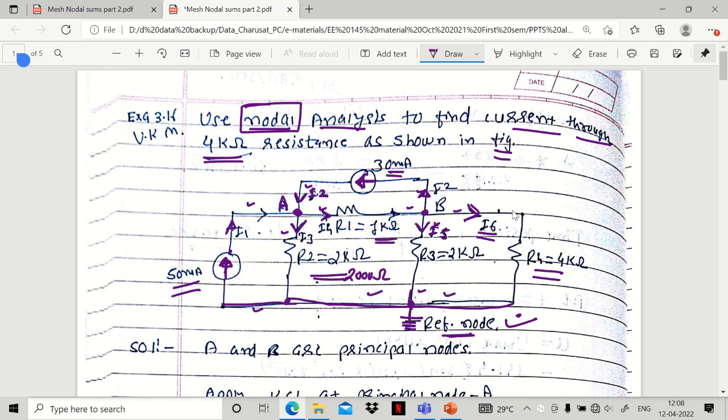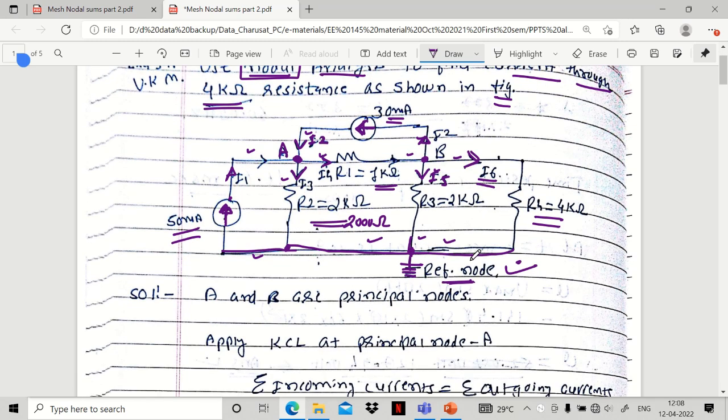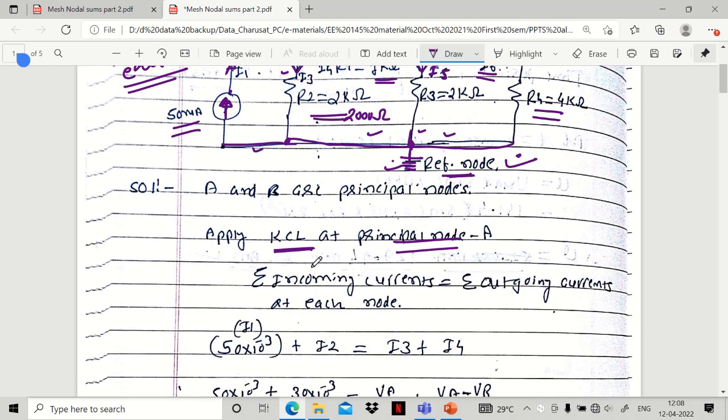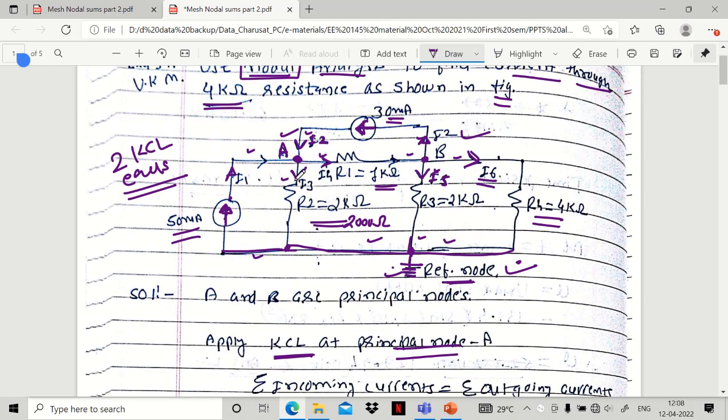Okay, so now one by one we will apply the KCL for each principal node. So there are actually three principal nodes, A, B and reference, right? But we don't write any equation for the reference node. We write the equations for the principal nodes A and B. So there will be two KCL equations, right? So first of all, apply the KCL for the principal node A, and again recall the fact that as per the KCL, summation of the incoming currents at the node will be equal to the summation of the outgoing currents, right? Sigma incoming currents is equal to sigma outgoing currents at each and every node. Okay. So, which are the incoming currents?